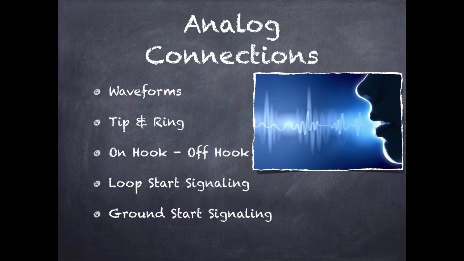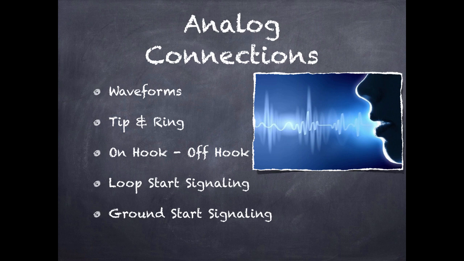A typical thing with analog connections was the tip and ring. We talked about this in class, and it comes in either a two-wire or four-wire arrangement, where one wire is the ring that goes to the battery, and the other one is the tip, which is the ground. And when you're on hook, or off hook, on hook is the condition when you have the switch's attention and are ready to dial digits. And you go on hook by lifting the receiver, and you go off hook by putting the receiver down.